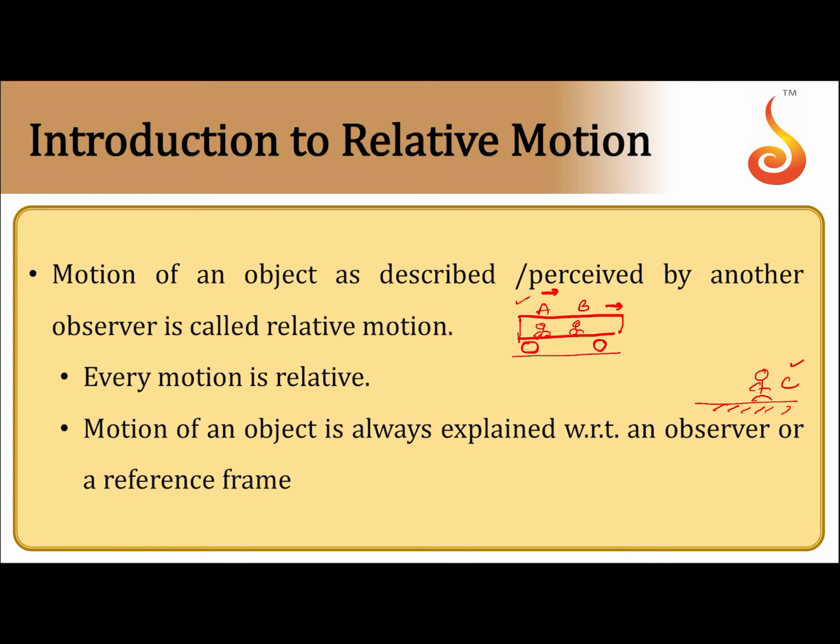If you ask B, he will tell the same story. He will tell A is stationary while C is actually moving in the backward direction, which means that motion can never be absolute, it is always relative. Relative means there has to be an observer in the reference frame considered. So, motion as described by another observer is called relative motion.